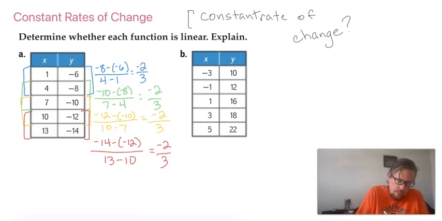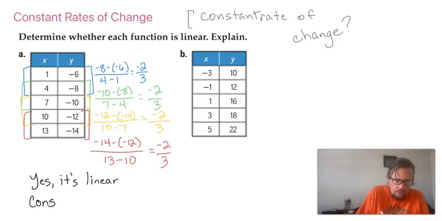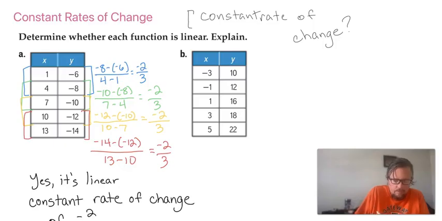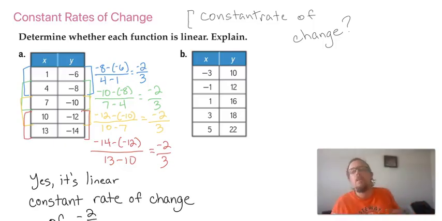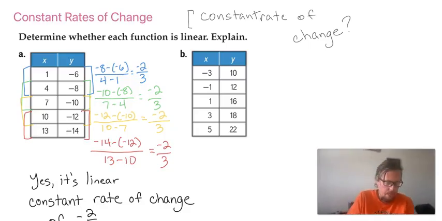So the answer is yes, this is linear because it has a constant rate of change of -2/3. Great. Okay, let's take a look at the next one.